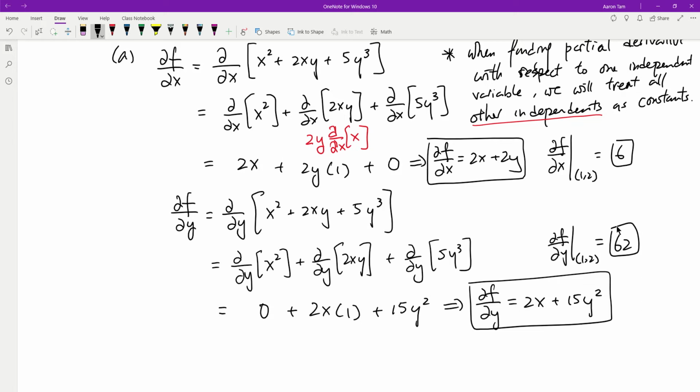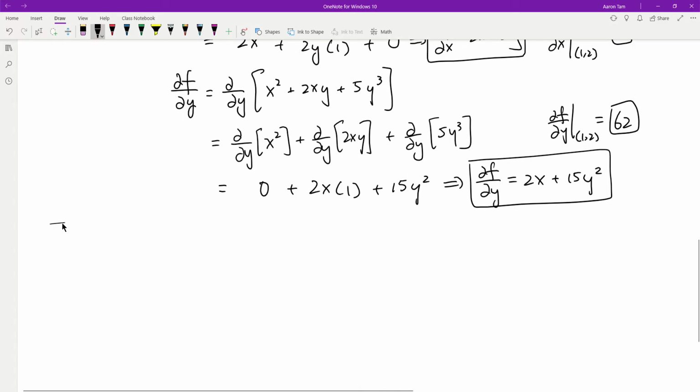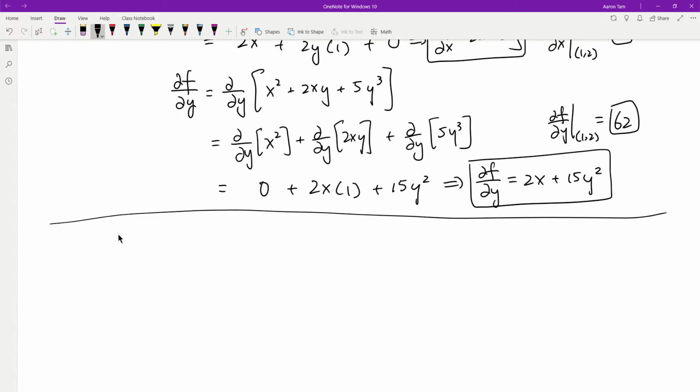Now what happens if we have a function that maps from R3 to R1? Let's take a minute to think. What happens if now we have a function f that maps from R3 to R1? What does this function represent? Yes, it's the same question that I just asked before. What does this function represent?